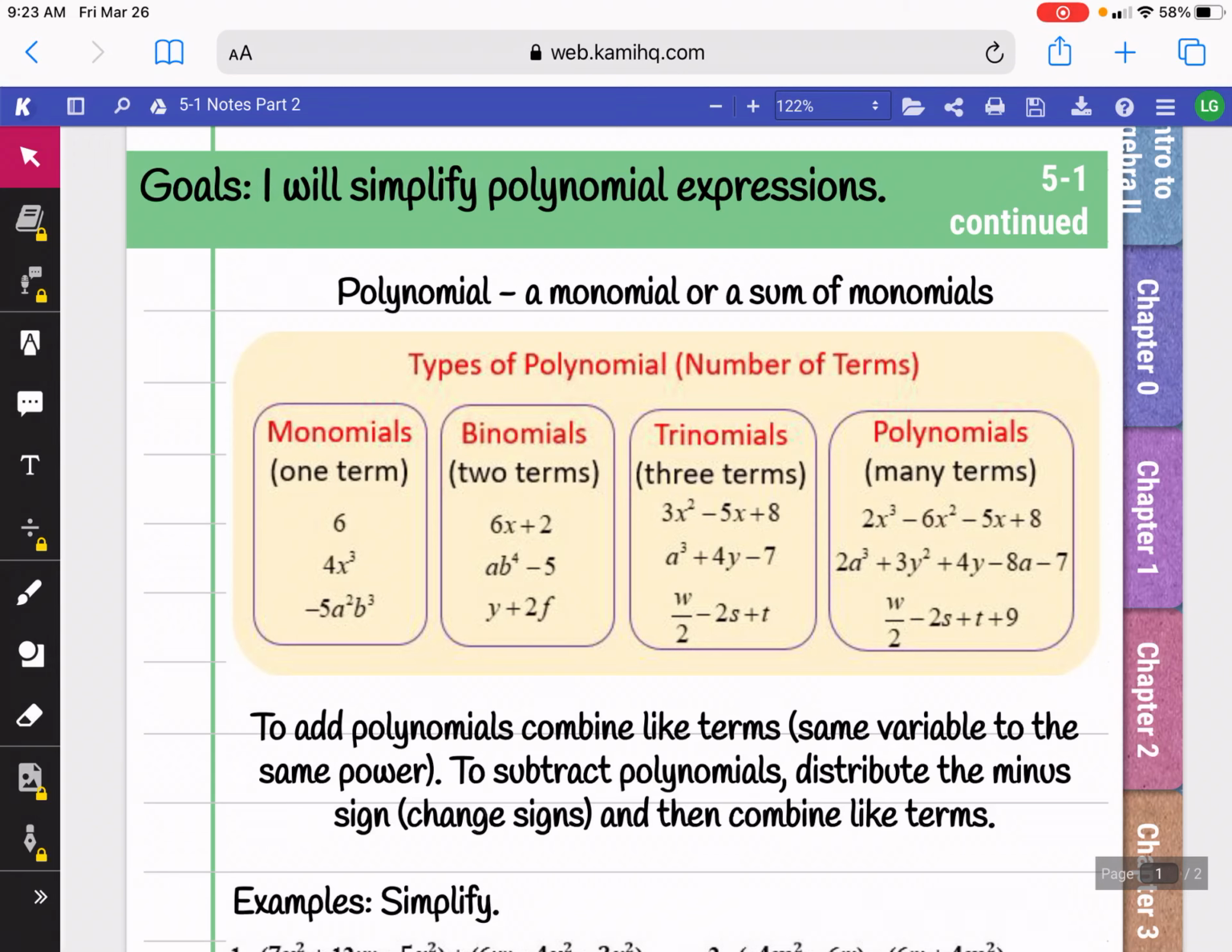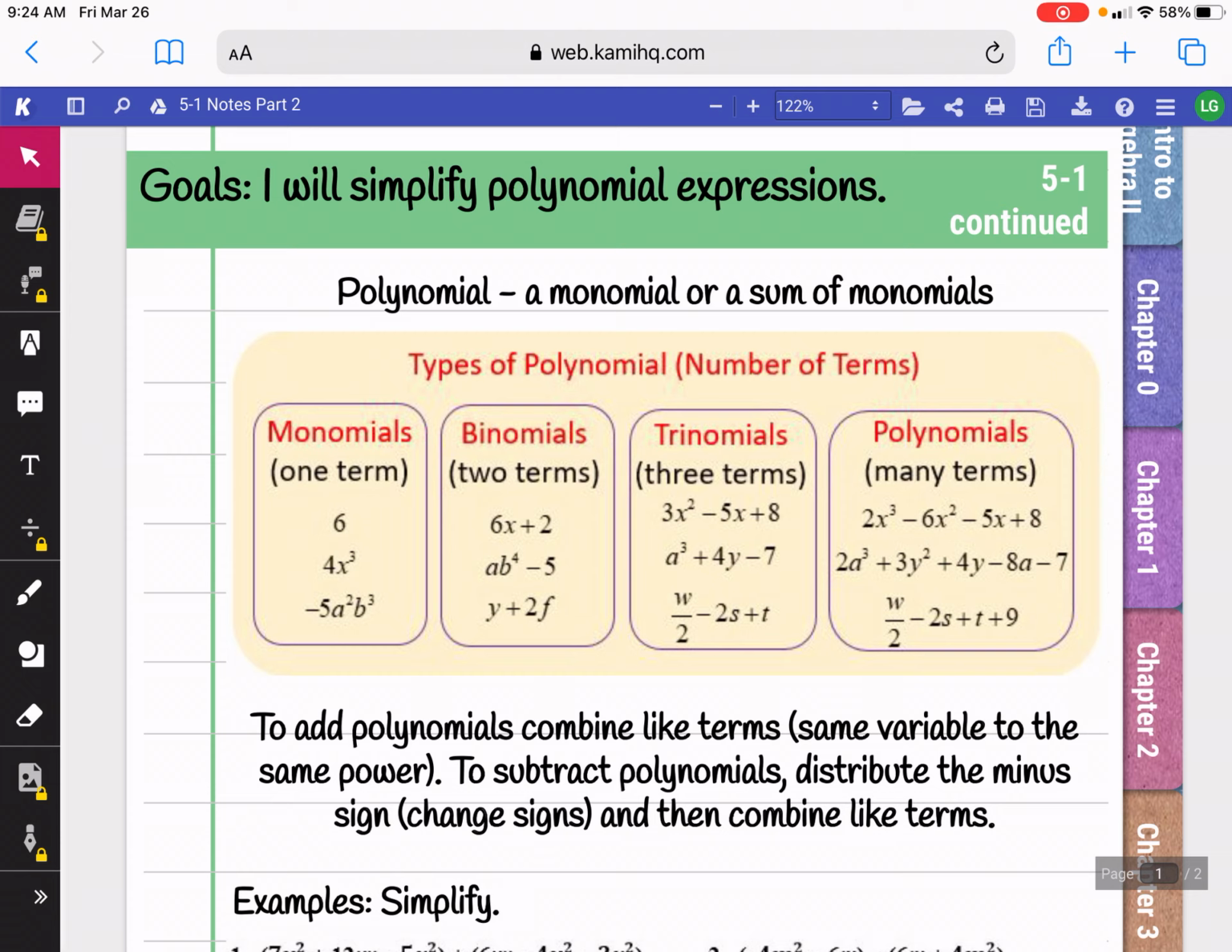In this next lesson, we'll be learning how to simplify polynomial expressions. A polynomial is just a monomial or a sum of monomials. In other words, you're just summing together a lot of terms. Polynomial means many terms. Those terms might have different variables with different exponents. To add polynomials, all you do is combine like terms.